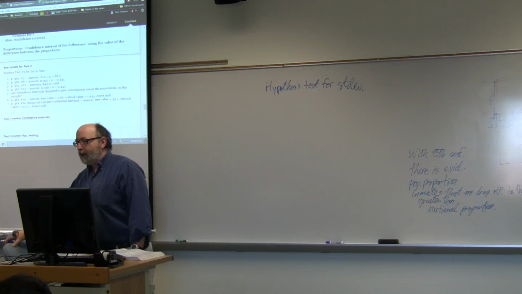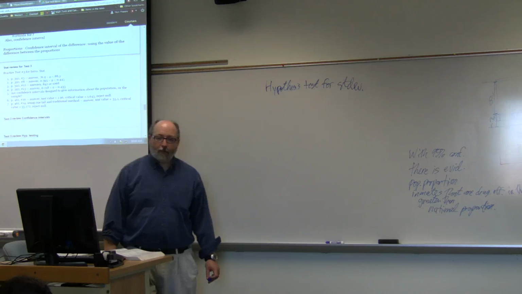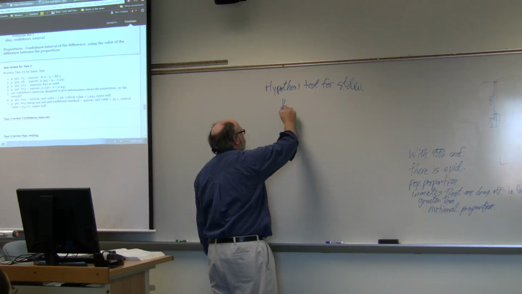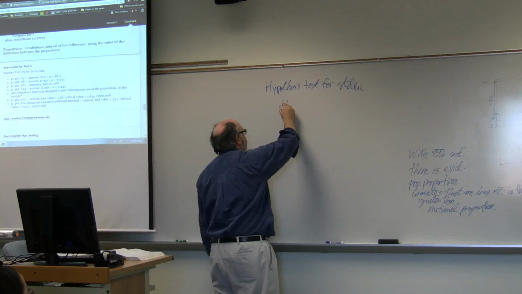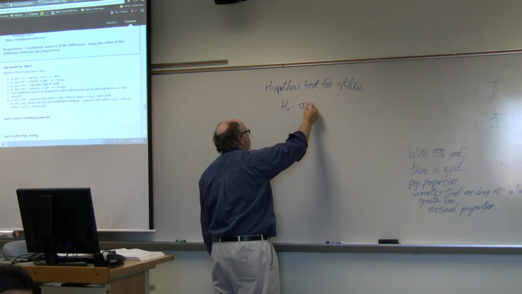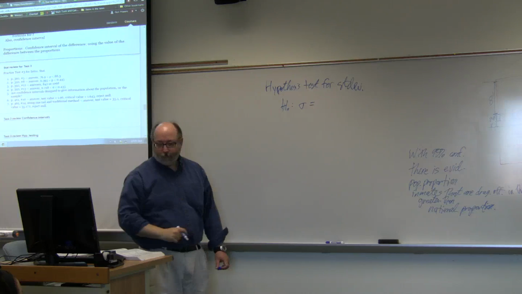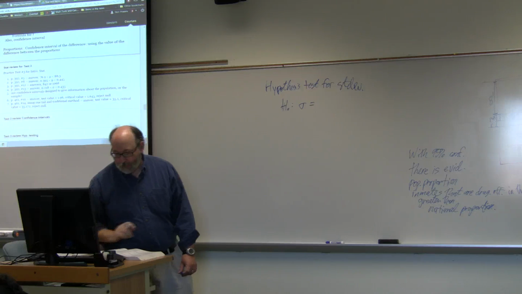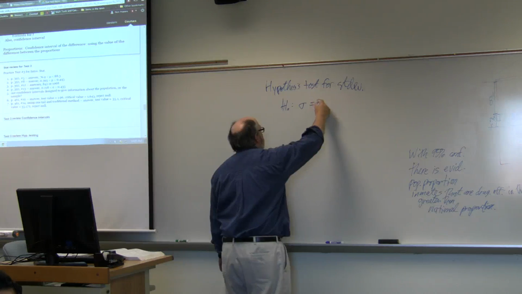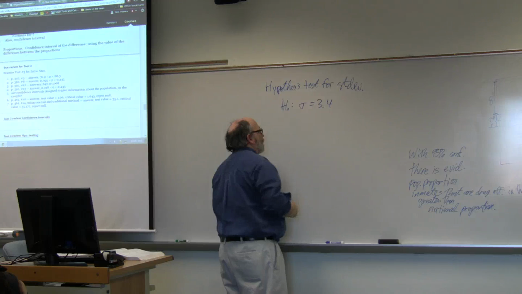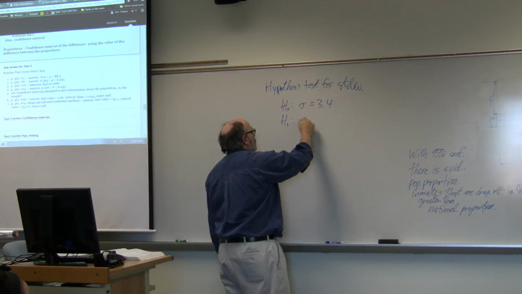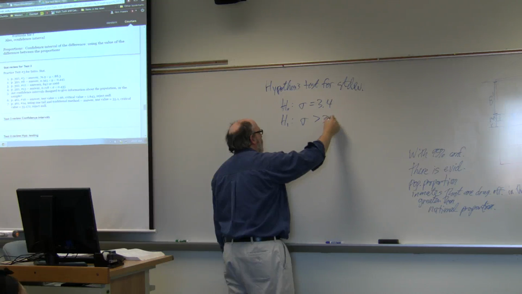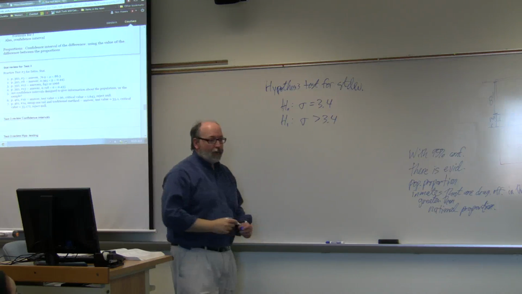Todd, can you tell me what the null and alternative hypotheses would be? So the null is the standard deviation equal to 3.4. And then the alternative is standard deviation larger than 3.4. Okay, standard deviation greater than 3.4.